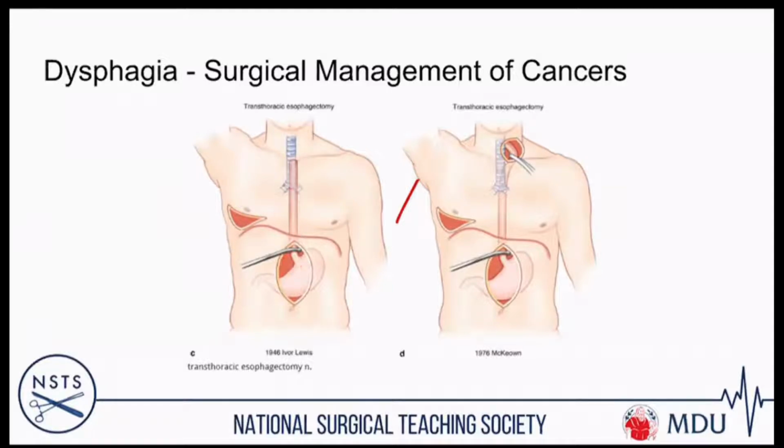So that's known as the Ivor Lewis esophagogastrectomy. And you can see now why we need patients to be fairly fit to undergo a procedure like this. They'll always end up on HDU afterwards, and the complications of these kinds of surgeries are pretty significant.